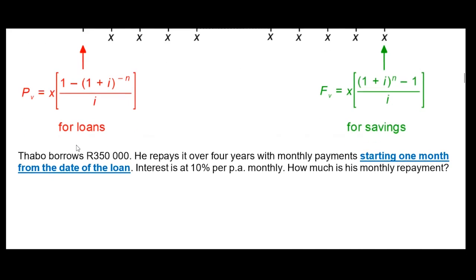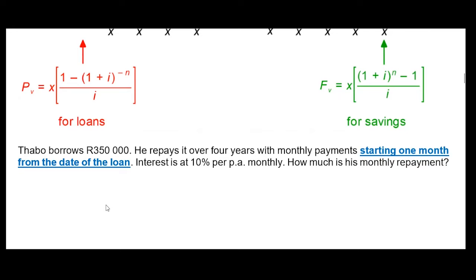So there's the formula. What we want is 350,000 Rand over here equals X times 1 minus 1 plus, now our interest rate is 10% per annum, but we want the monthly interest rate, so we divide by 12.